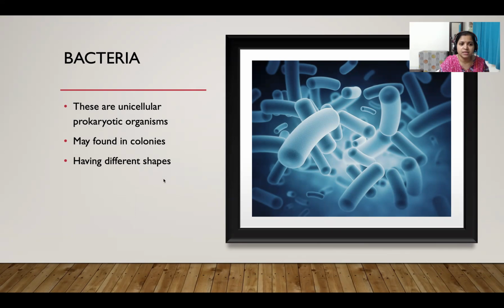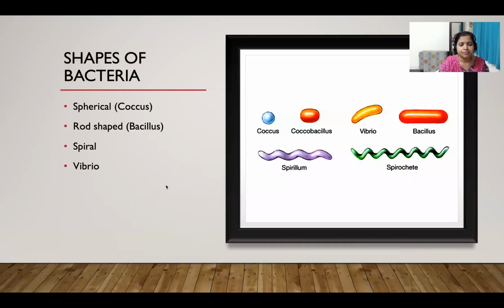So what are the different shapes of bacteria? They may be spherical, called coccus form. Here in the picture you can see a monococcus bacteria. They may be rod shaped, that is called bacillus form. Here you can see bacillus, lactobacillus for example. Then spiral, for example spirillum or spirochete, and vibrio means comma shaped. Here you can see comma shaped bacteria. Bacteria can cause different kinds of diseases, for example tuberculosis and cholera are caused by bacteria.